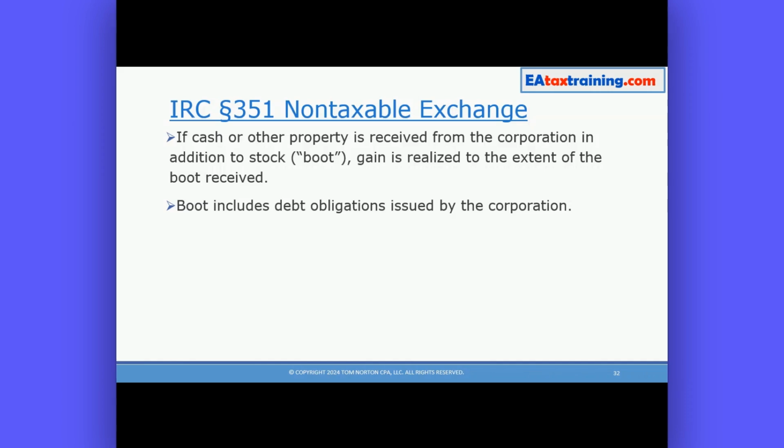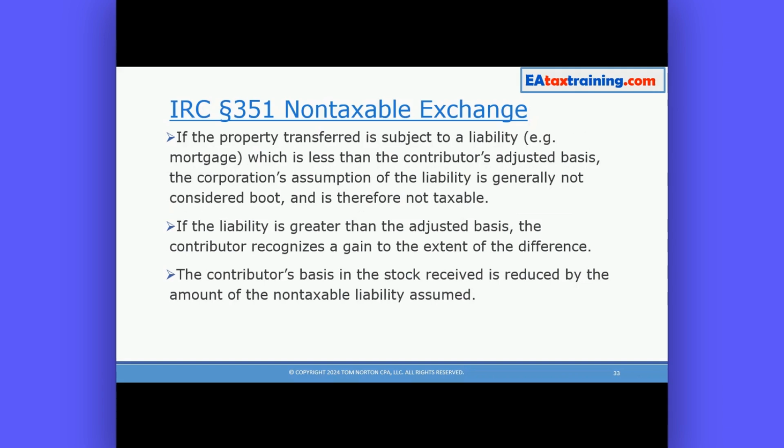So think about it this way. If the shareholder puts in their property, they get some stock in exchange. And in addition to the stock, the corporation basically issues them an IOU and says, okay, we owe you this much money. We'll pay you later. Then you have to treat that as if you just had received cash, and you have to recognize gain to the extent of that IOU that the corporation has given you.